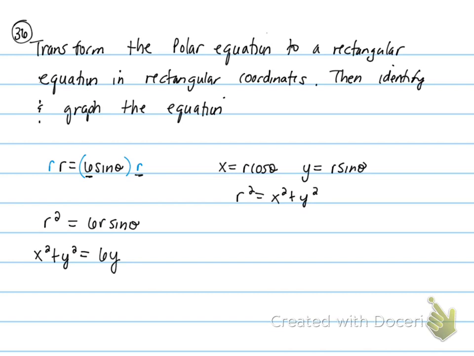Now, I recognize this as a conic, but I would like to write it in a little bit better format so I can recognize it better and graph it more easily. So what I'm going to do is take this equation and get my like variables on the same side. So I'm going to subtract the 6y from both sides. And then I'm going to complete the square on this y squared minus 6y so I can turn it into a perfect square trinomial.